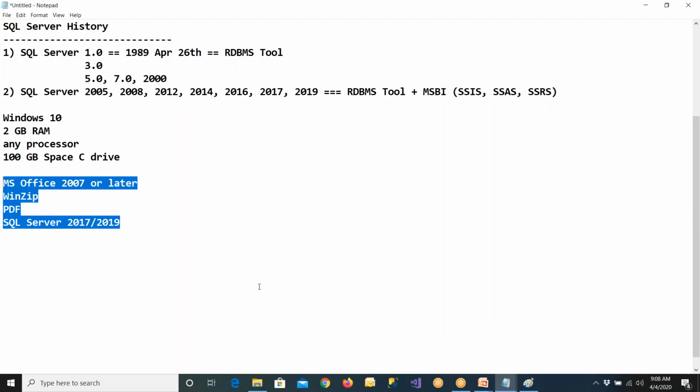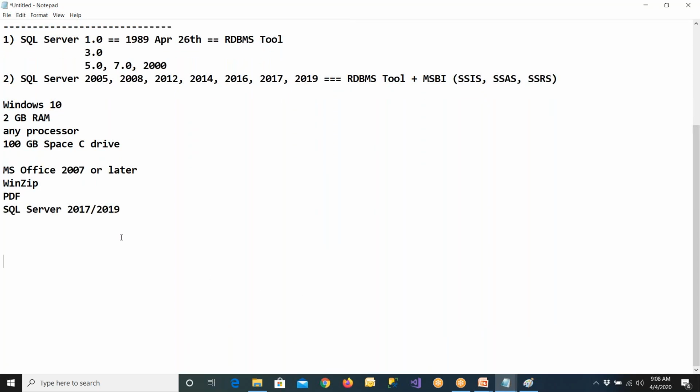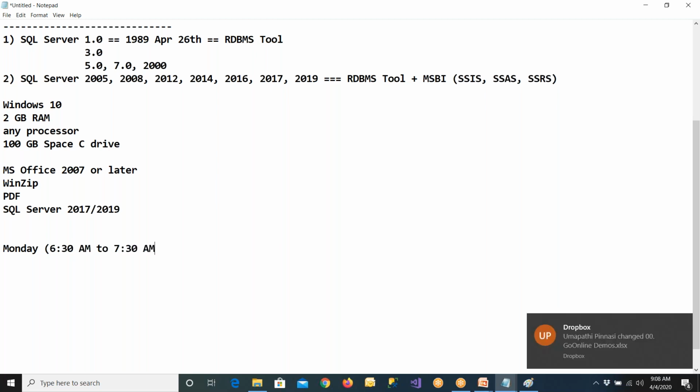So this is the SQL Server or RDBMS history. We are going to start a new batch from Monday. Clear? Monday means Sunday night for people in the USA. The timing is morning 6:30, not 8 o'clock. So this time in the morning I'm going to start a new batch from Monday. 8 o'clock is not the batch.